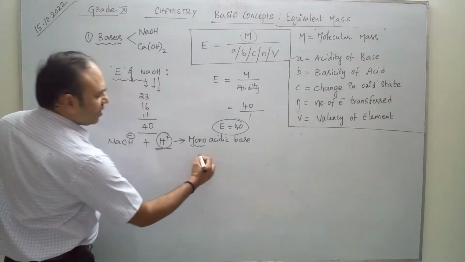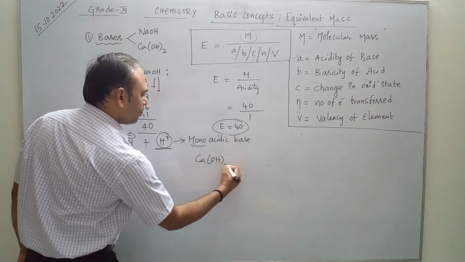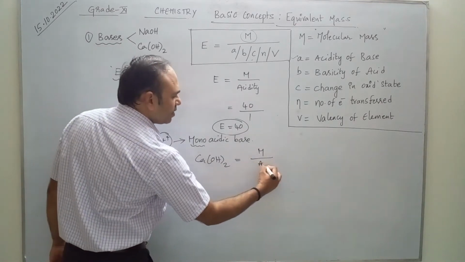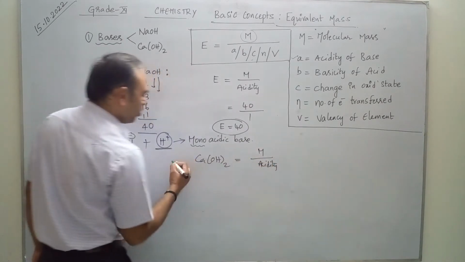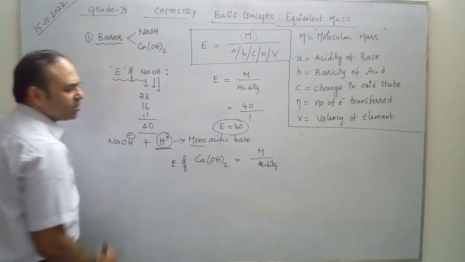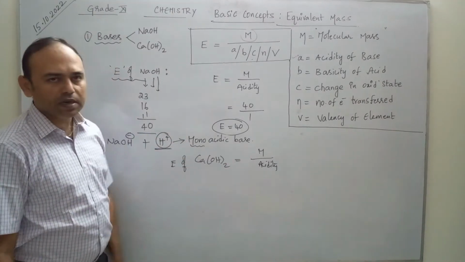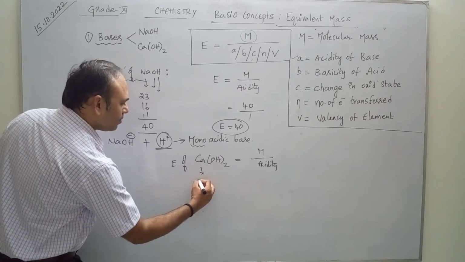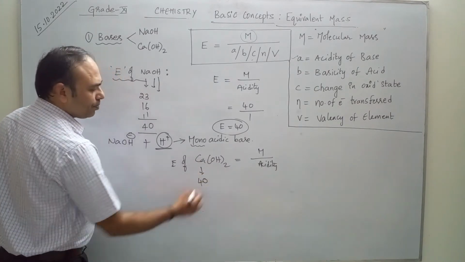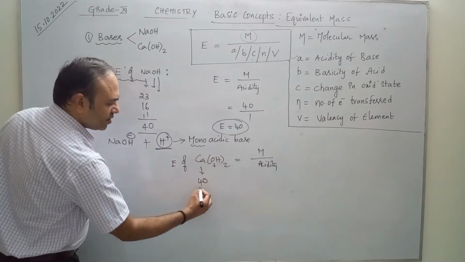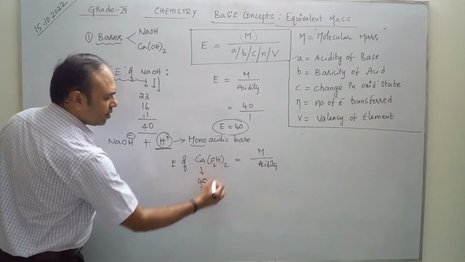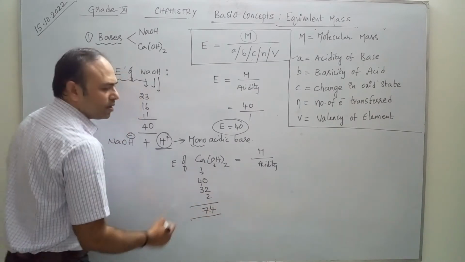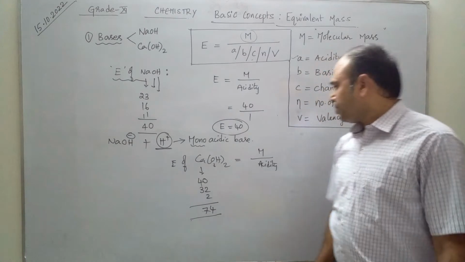Second example is given as Ca(OH)2. The formula is the same, that is M by acidity. If you want to calculate the equivalent mass of Ca(OH)2, we have to calculate the molecular mass first. What is the molecular mass? Calcium atomic mass is 40. For O2, 16 into 2, that is 32, and hydrogen you have 2. So we can say that the molecular mass of Ca(OH)2 is 74.